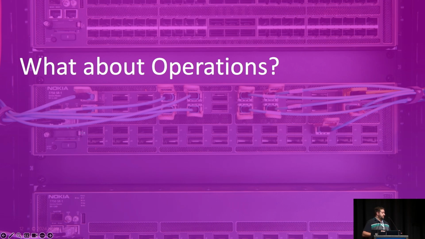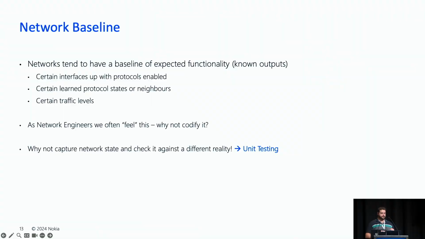So what about operations? This is where you're ensuring the network stays up and you're making those changes from one place to the next. Building a network baseline is a great way to know the norm versus the abnormal. We all might know when you're running a network, you have a feel for what interfaces should be up, what protocols should be exchanging routes, and what their certain traffic levels normally are. You know, we can sometimes feel this. You look at a link and go, oh, that's not running quite as hot as usual. I wonder why. Why not codify that thinking?